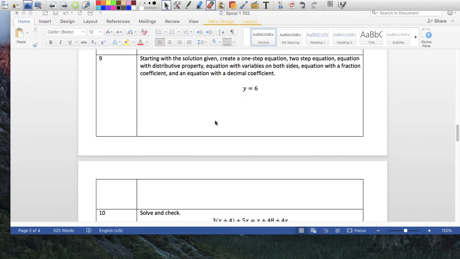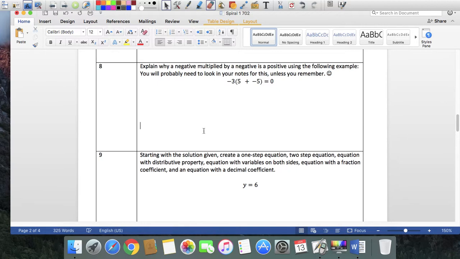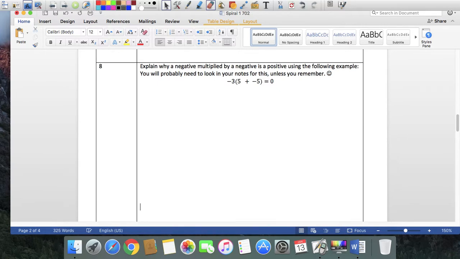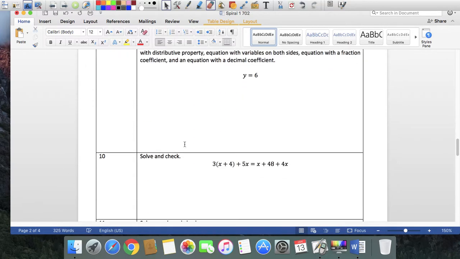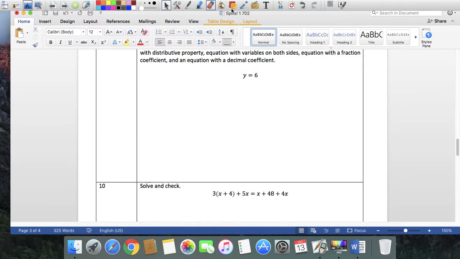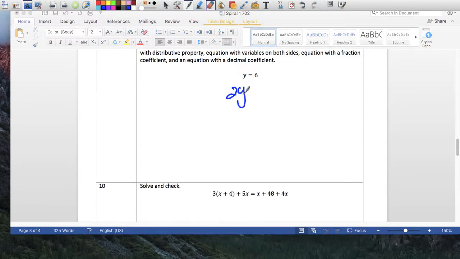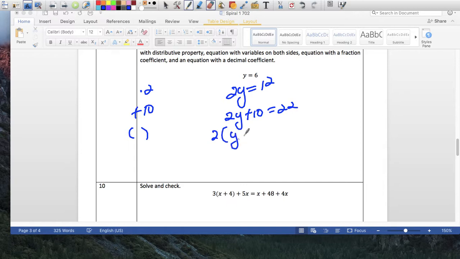But next one, we want to do something that you did for your project, which I still have to return to you this week. 2y equals 12. I multiply both sides by 2. I'm going to add 10 to both sides. So I get 2y plus 10 equals 22. Distributive property, let me pull out 2, which is common.